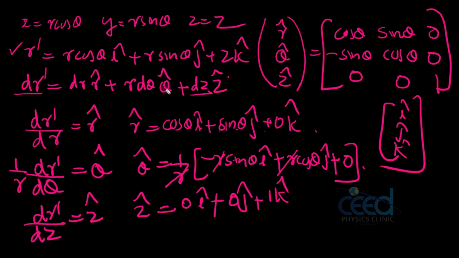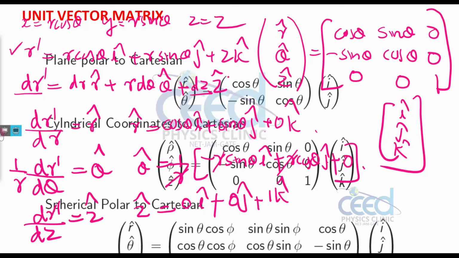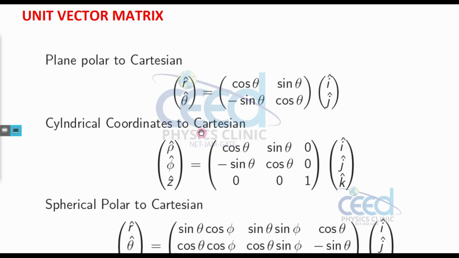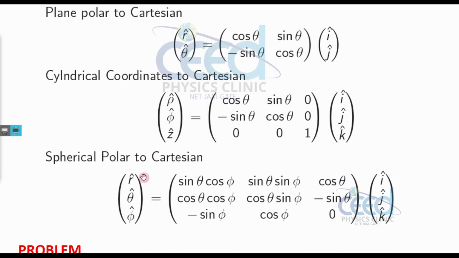So this is all about cylindrical coordinates, and you can keep this equation in your mind. You can verify: cos theta, sin theta, 0; minus sin theta, cos theta, 0; and 0, 0, 1. So this is the equation. Now let us go to how we can represent spherical polar coordinates. Let us go to the blackboard again.